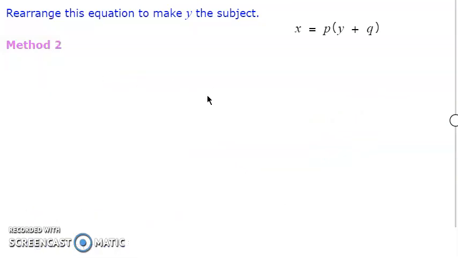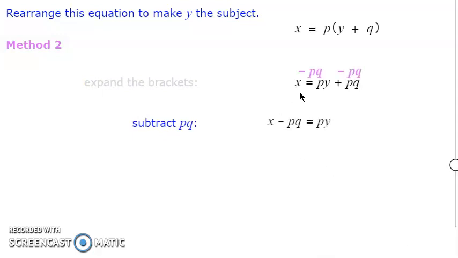Now let us learn method 2. Again we have written the equation. Expand the brackets. So p times y plus q times y, as you can see here. Sorry, p times y plus p times q after expanding. Then we will subtract pq from both sides. So x minus pq is equal to py.